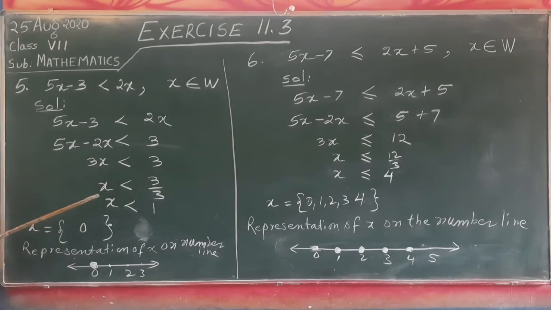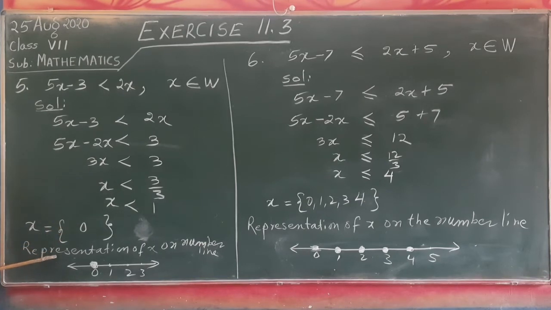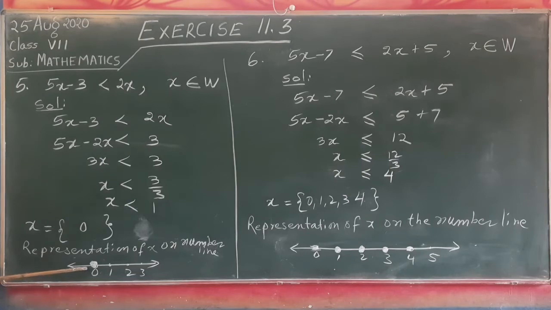Now on the left hand side we have to transpose 3. So we get 3 upon 3. X is less than 3 upon 3. So finally x is less than 1 we get. What is the number that is less than 1 and that is a whole number? It is 0. Only 0. So representing that on the number line, what do we get? Only 0. Though we write 1, 2, 3 on the number line, only 0 is darkened.